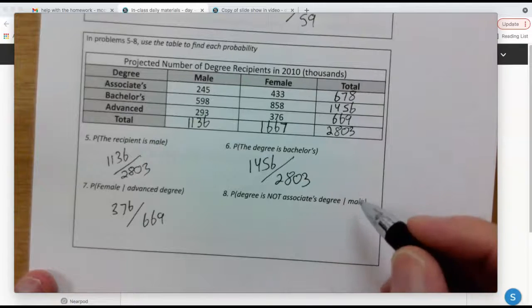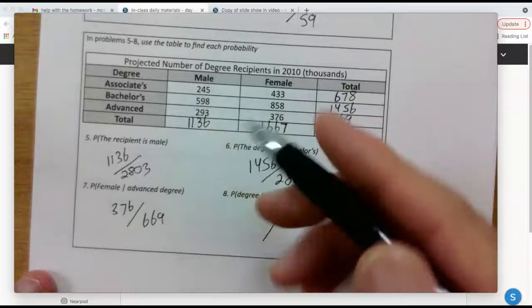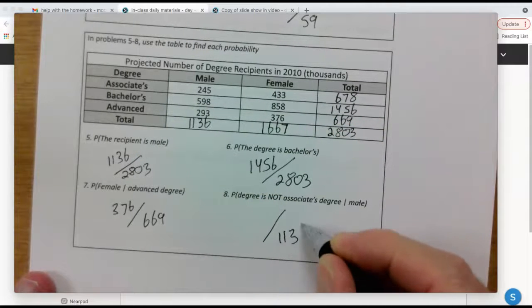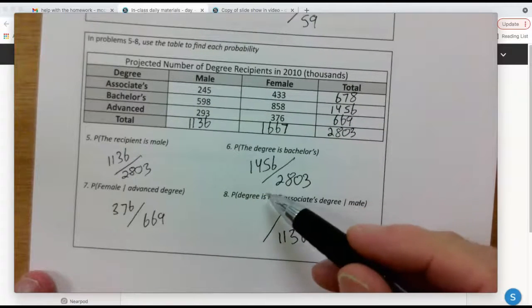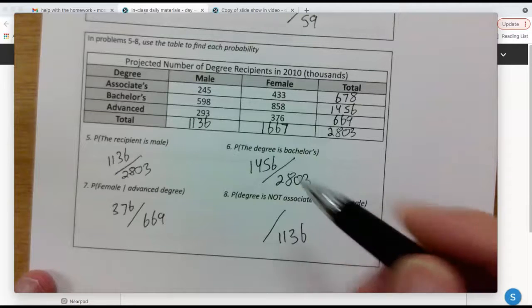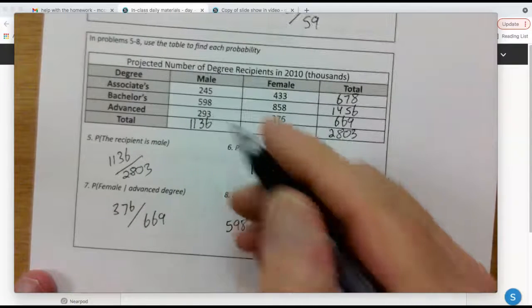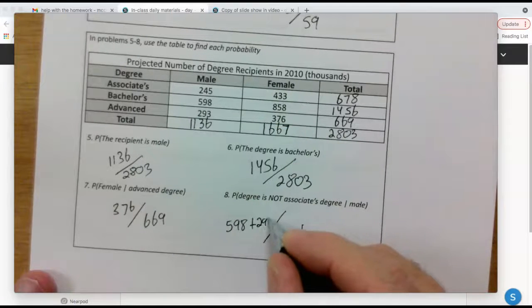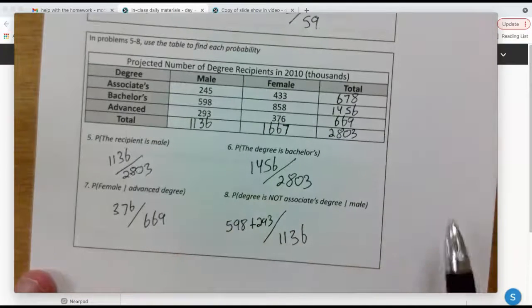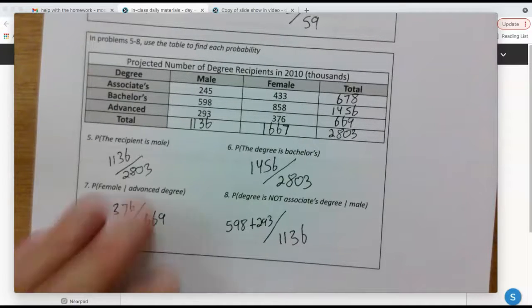All right. Same thing, go like this. The bottom is male. So how many males are right here? 1136. Of those, degree is not associates. So that's bachelor's, 598 plus 293. That's advanced. Add those up and divide by 1136.